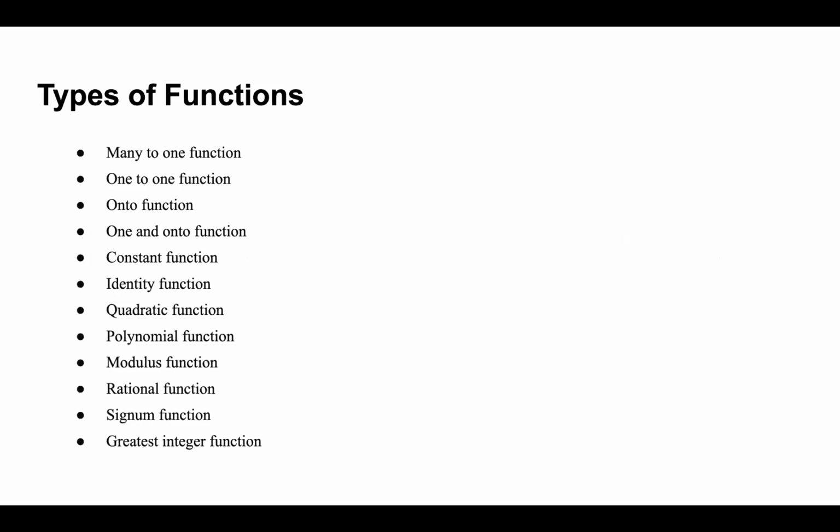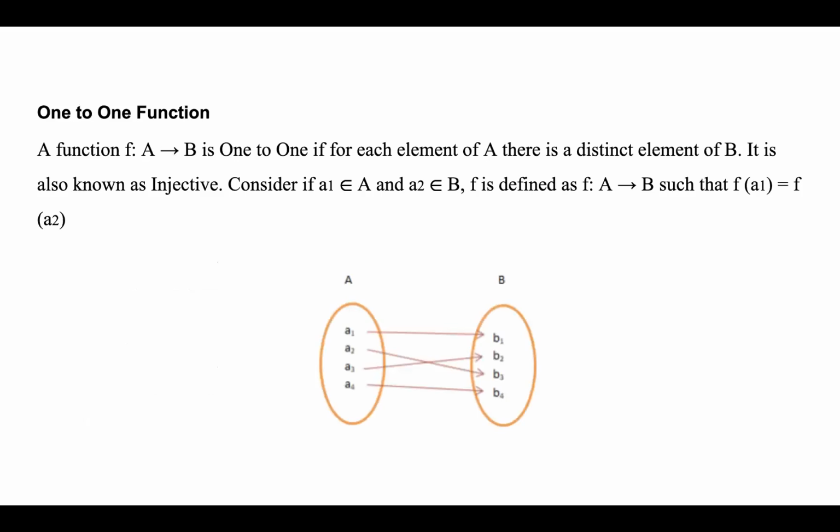We have already seen multivariable functions and complex functions. Still, we have this list of types of functions that we are going to see one by one. Here, the first type is the one-to-one function.